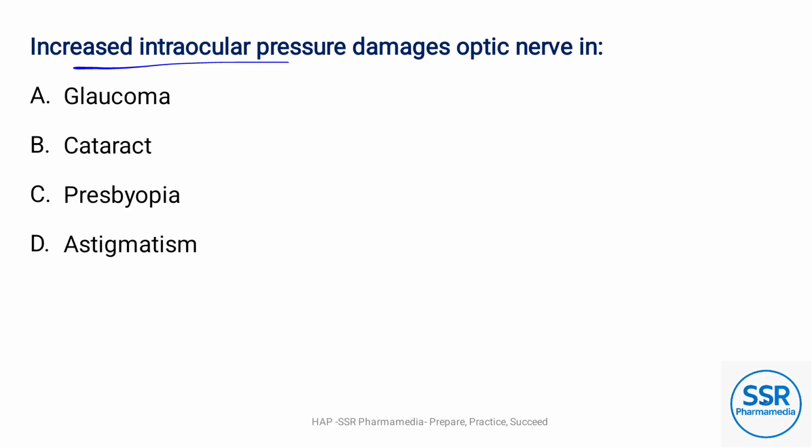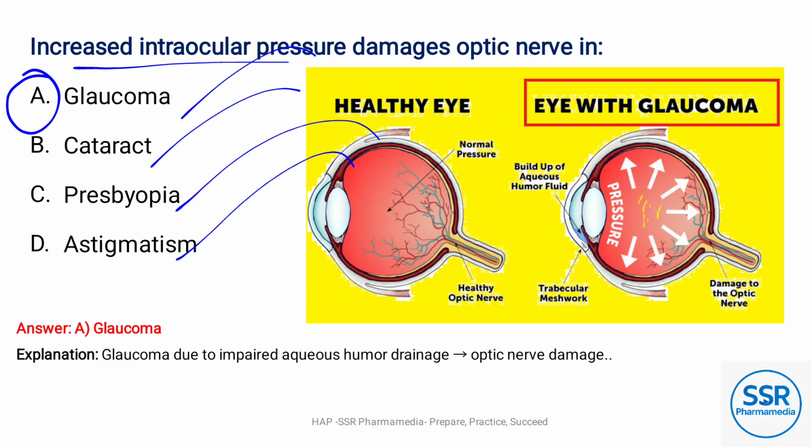Increased intraocular pressure damages the optic nerve in option A glaucoma, option B cataract, option C presbyopia, option D astigmatism. So the answer is option A, glaucoma. Glaucoma is due to impaired aqueous humor drainage. It leads to optic nerve damage.